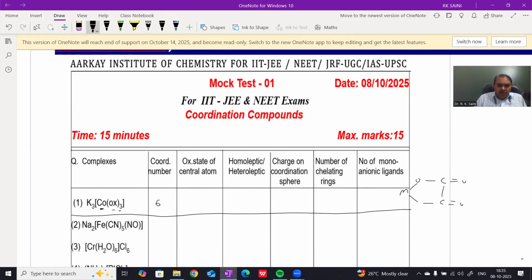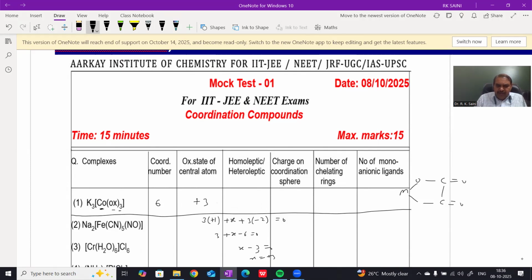Therefore, coordination number 6. Oxidation state of the central atom: when we find the oxidation state, we add the charges of all species. For example, 3 potassium carry +1 charge. We find the oxidation state of cobalt, taken as X, and there are 3 oxalate ions carrying -2 charge, and the net charge is 0. Therefore, 3 plus X minus 6 equals 0, and hence X minus 3 equals 0. Therefore, X equals +3. Therefore, the oxidation state of cobalt in this complex is +3.